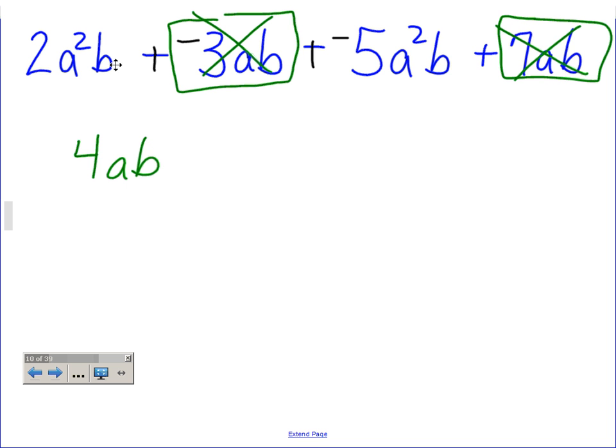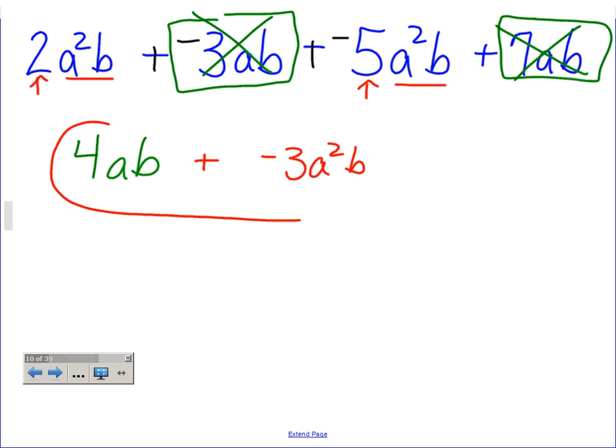And then I'm going to look at my other terms. They're a squared b. They both have a squared b, so I can put those together. So I have a 2 and a -5. Well, I know that 2 plus -5 is -3 a squared b. This would be my simplified expression. I can't put these together because they are not like. This one's ab, this is a squared b.